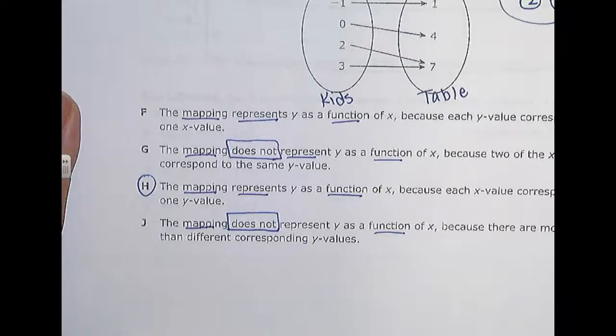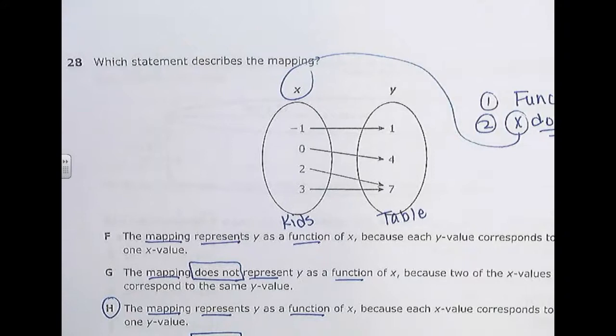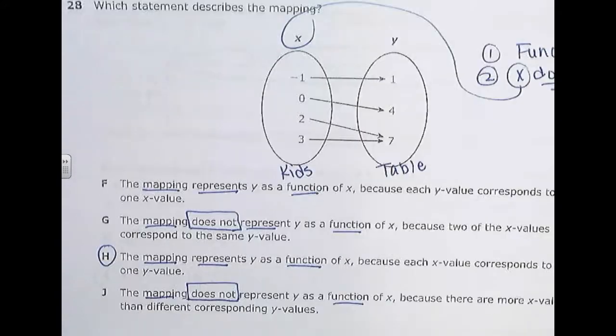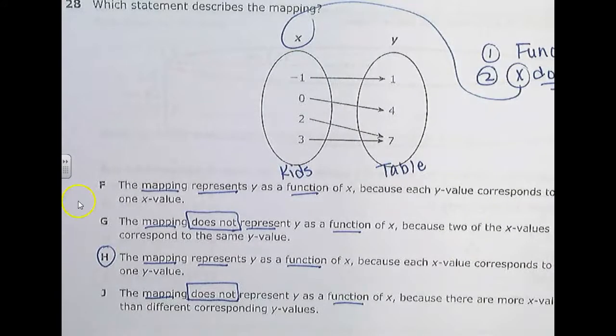Question 28. You've got your mapping going on. It says which one describes the mapping? In other words, who's true and who's false? So I'm assuming three are wrong and one's right. Now, I told you right here, these are my kids. First day of school, kids show up. I've never had any tables show up. And kid negative one is going to sit at this table. The second kid at my door is going to sit here. This third kid at the door, this number two here, is going to sit at table 7, and the fourth person in that line will also join them. So I didn't chop any kids in half, so this is actually okay. This is good for the kids.